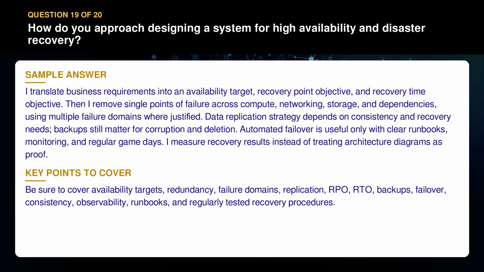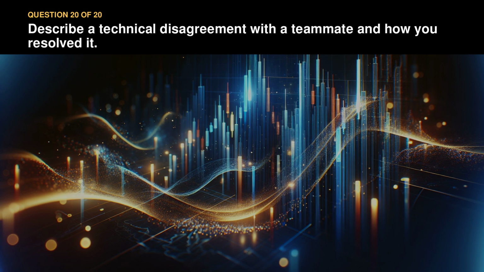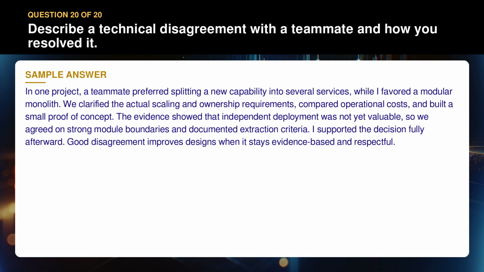Question 20. Describe a technical disagreement with a teammate and how you resolved it. In one project, a teammate preferred splitting a new capability into several services, while I favored a modular monolith. We clarified the actual scaling and ownership requirements, compared operational costs, and built a small proof of concept. The evidence showed that independent deployment was not yet valuable, so we agreed on strong module boundaries and documented extraction criteria. I supported the decision fully afterward.